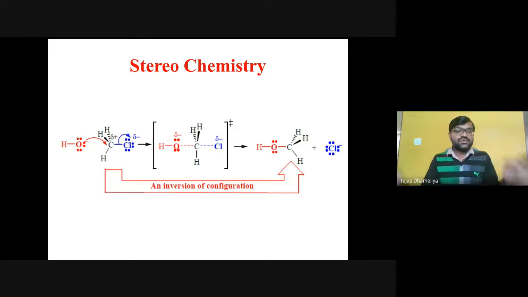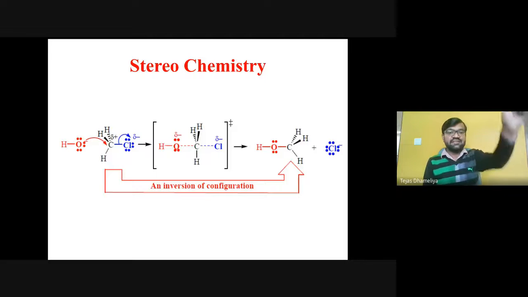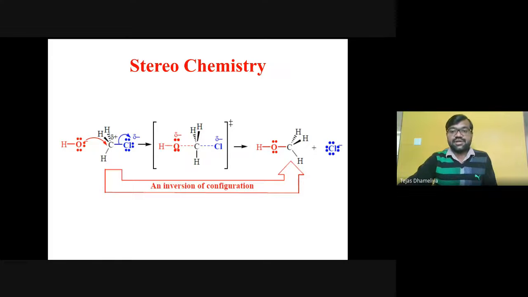So SN2 reaction involves stereo inversion, umbrella inversion और Walden inversion. मानो कि स्टार्टिंग मटेरियल का स्ट्रक्चर कॉन्फ़िगरेशन है कैपिटल R, तो प्रोडक्ट का उल्टा हो जाएगा S. If starting material is levorotatory, small l, product will become small d, dextrorotatory. So this way, SN2 reaction involves this concept.